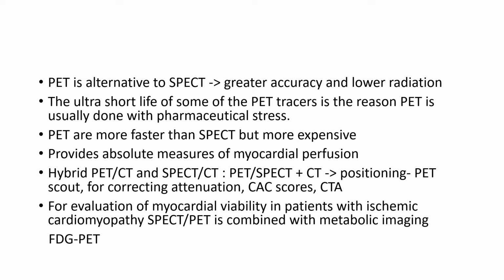When such imaging modalities are combined with CT, it is considered a hybrid PET or SPECT with CT. And this is usually done for positioning of the PET scout, for correction of attenuation, and for calculating the CAC scores on CT. For evaluation of the myocardial viability in patients with ischemic cardiomyopathy, SPECT or PET is usually combined with metabolic imaging, that is FDG PET.